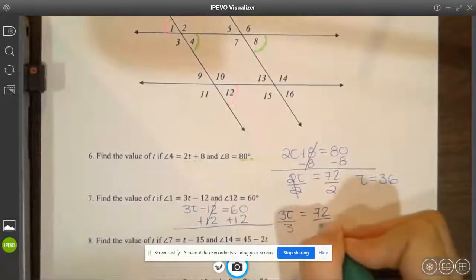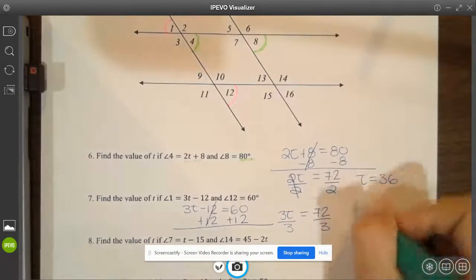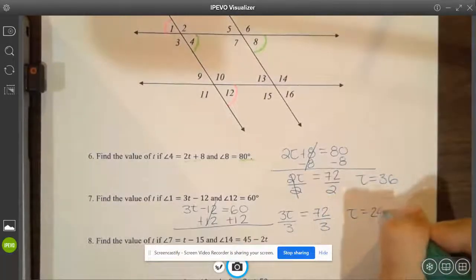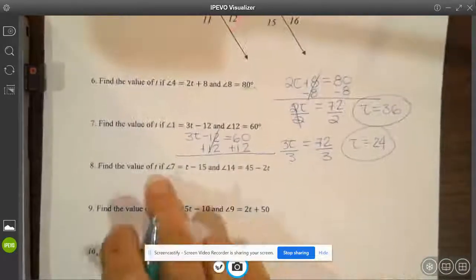All right. And then you divide. And that's the answer. 24. t equals 24. And that's the answer right here. Okay. All right. So let's do another one here.